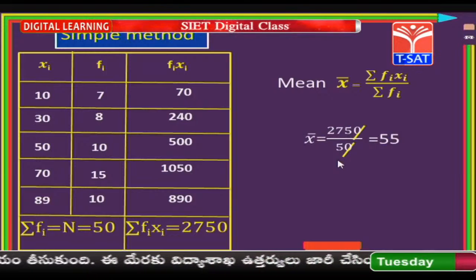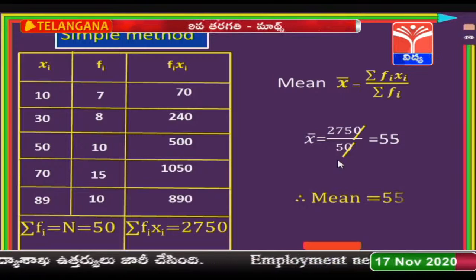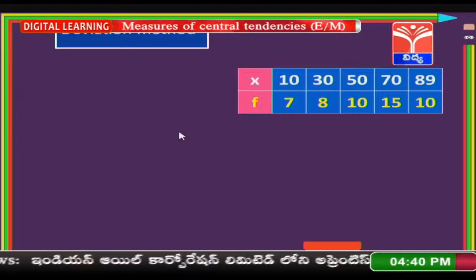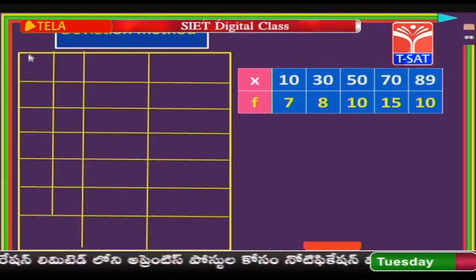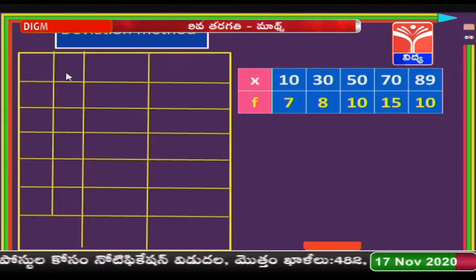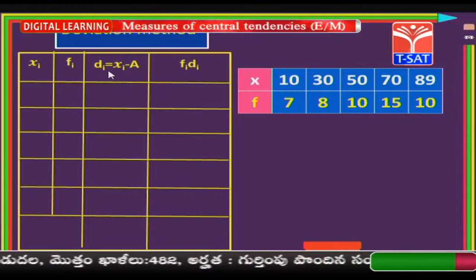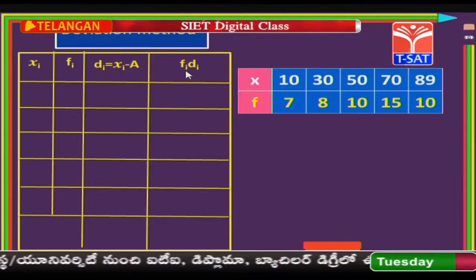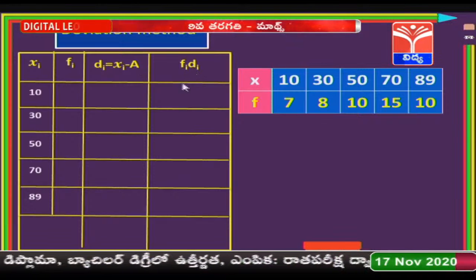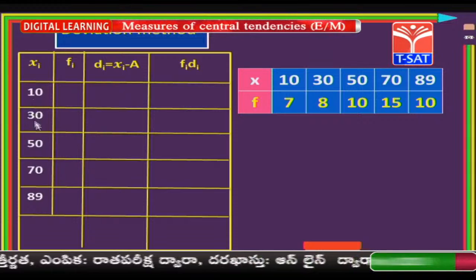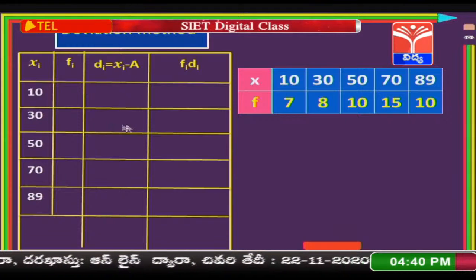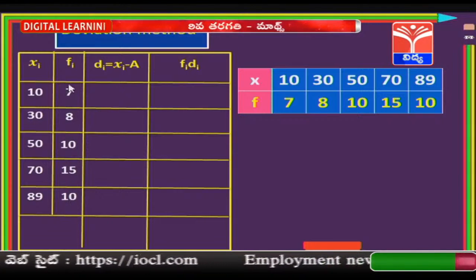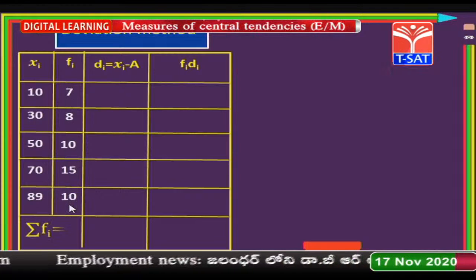So, let us do the same problem by using the deviation method. So, in the deviation method, this is the data you got, the x values and f values. Now, we are going to create a table here. The first column is nothing but x values, the second column is the frequency values, the third column you are going to take di is equal to xi minus a, where a is an assumed mean, and the fourth column you are going to take fi into di. So, what is the given information? The xi values 10, 30, 50, 70 and 89 and the frequency values 7, 8, 10, 15 and 10. So, when you add up all the values you are going to get the sum as 50 here.